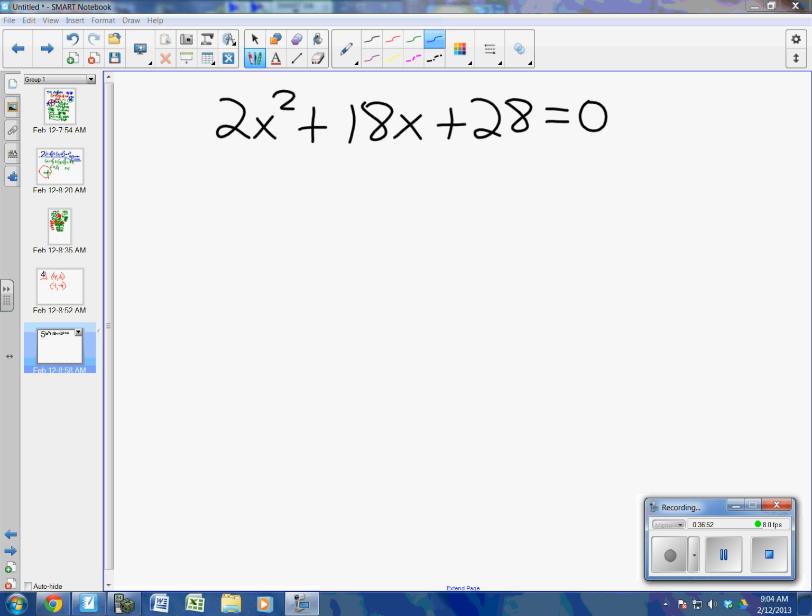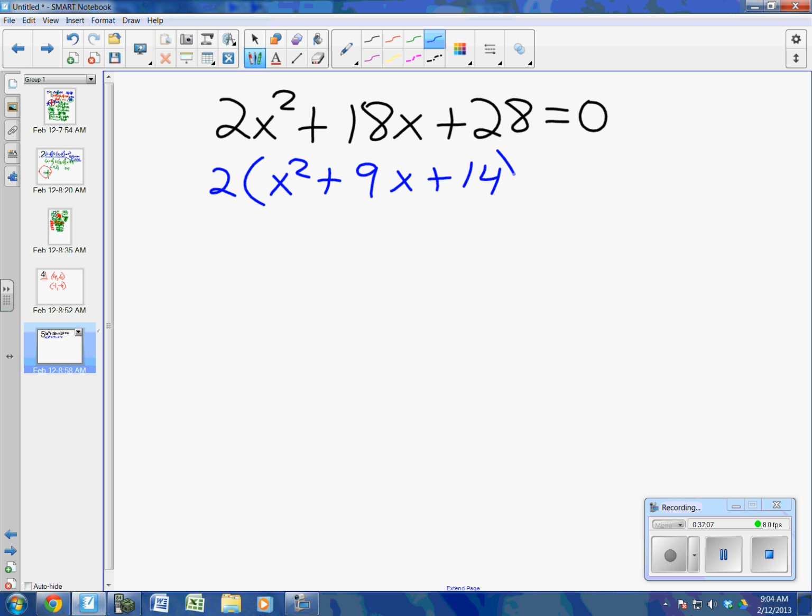There are two ways you can do it by factoring. One way is you'll notice that 2 will go into all three of those numbers, so you can factor out a 2. Then divide both sides by 2 to leave x squared plus 9x plus 14 equals 0, because when you divide 0 by 2, you get 0. So that problem reduces down and makes it easier to do.